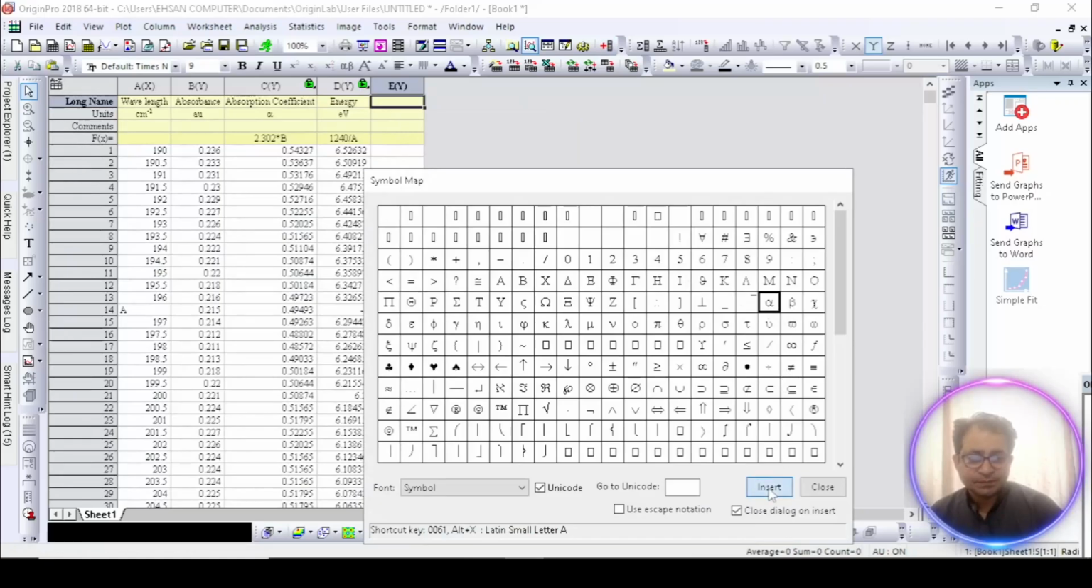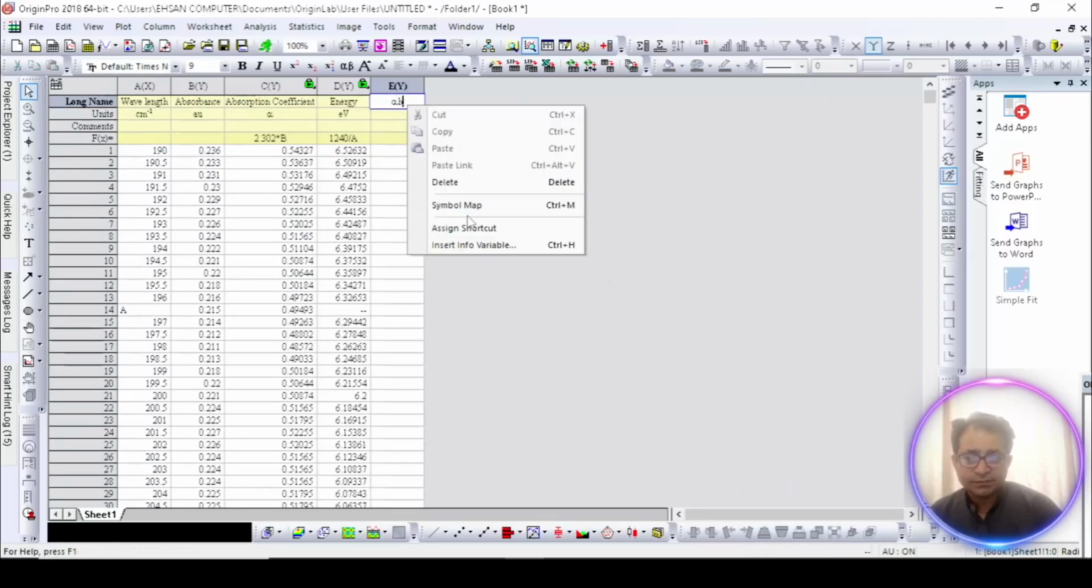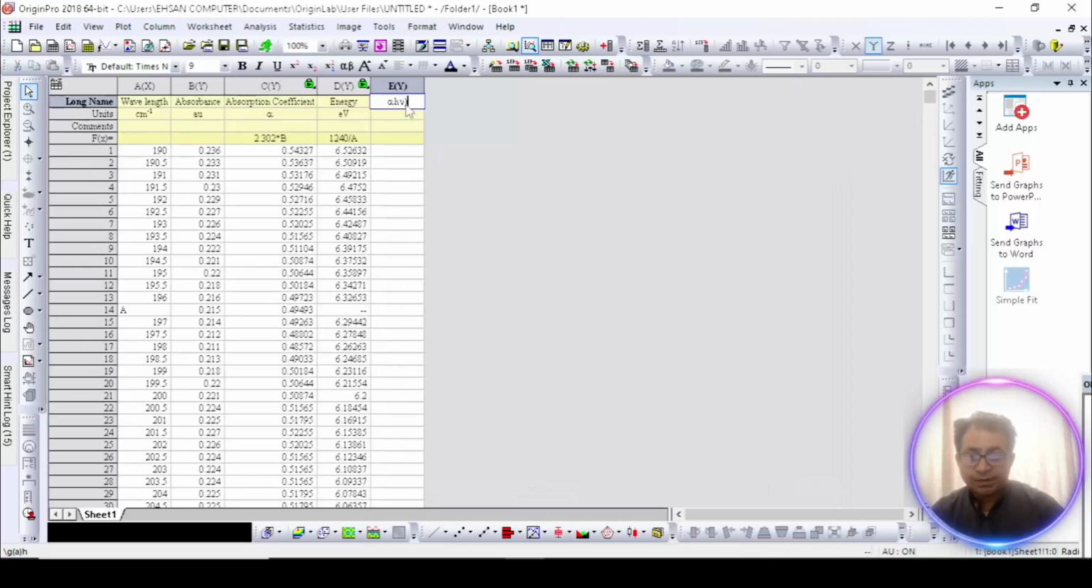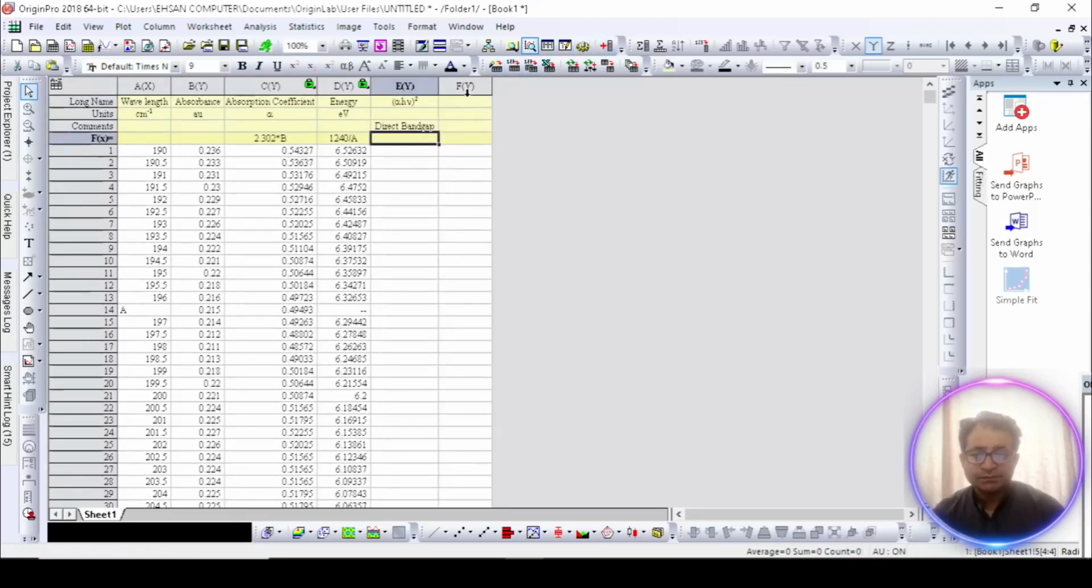It is alpha h nu, power 2. If power 2, then this is our direct band gap. And if it is 1 by 2, then this is the indirect band gap.